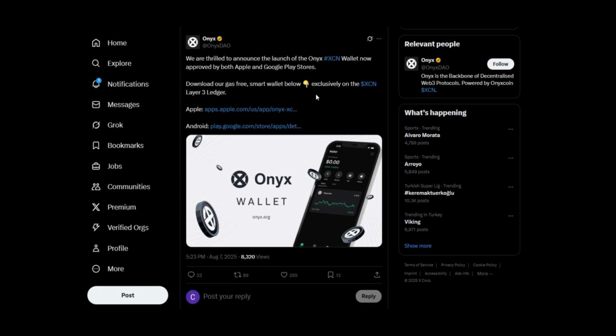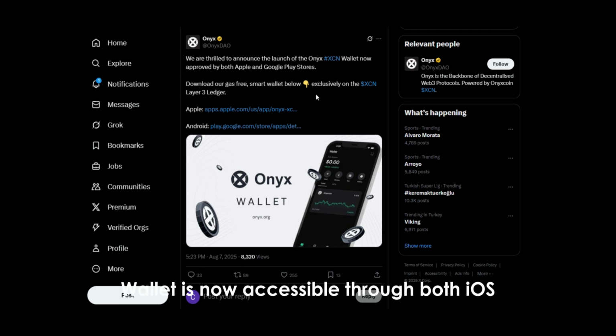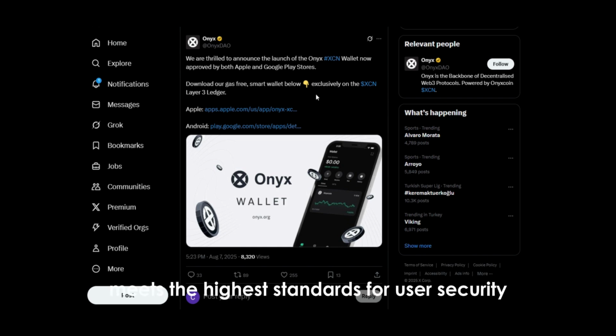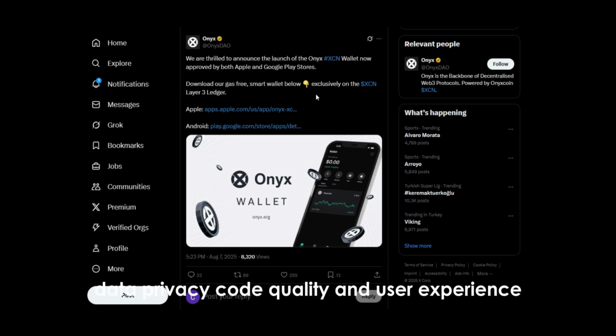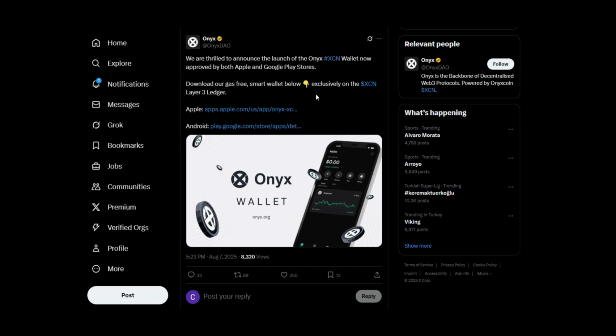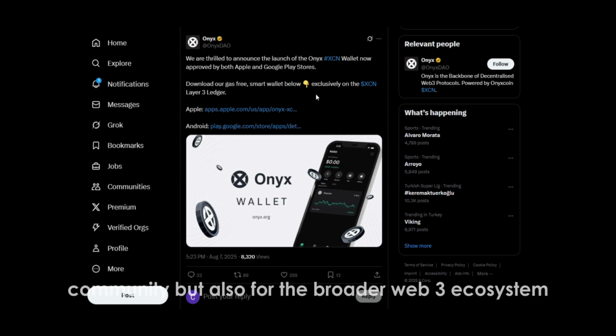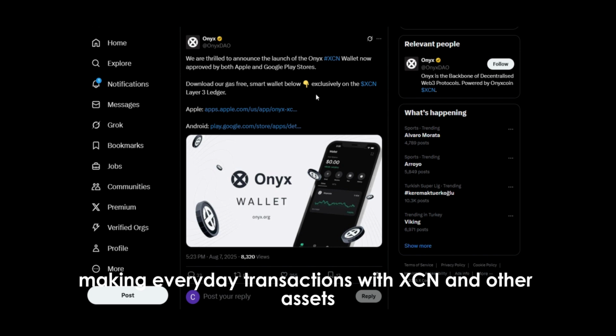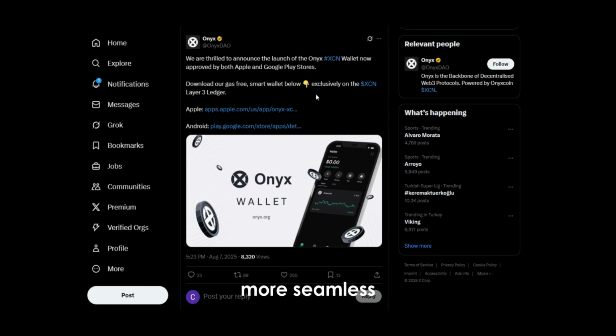The fact that the Onyx wallet is now accessible through both iOS, Apple, and Android, Google Play, also demonstrates the strength and reliability of the Chain team's vision and technical capabilities. Gaining approval from Apple, known for its stringent vetting processes, proves that the Onyx XCN wallet meets the highest standards for user security, data privacy, code quality, and user experience. This is not only a major achievement for the Chain community, but also for the broader Web3 ecosystem, as it allows users to engage with the wallet anytime, anywhere, making everyday transactions with XCN and other assets more seamless.